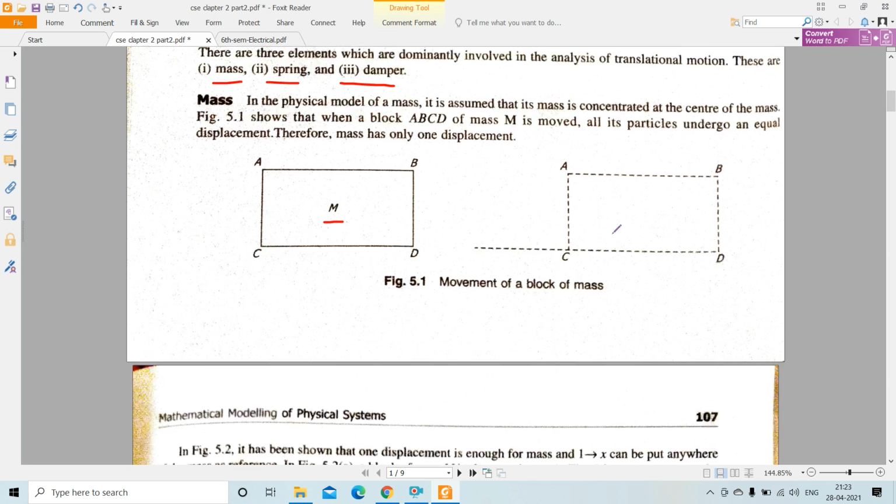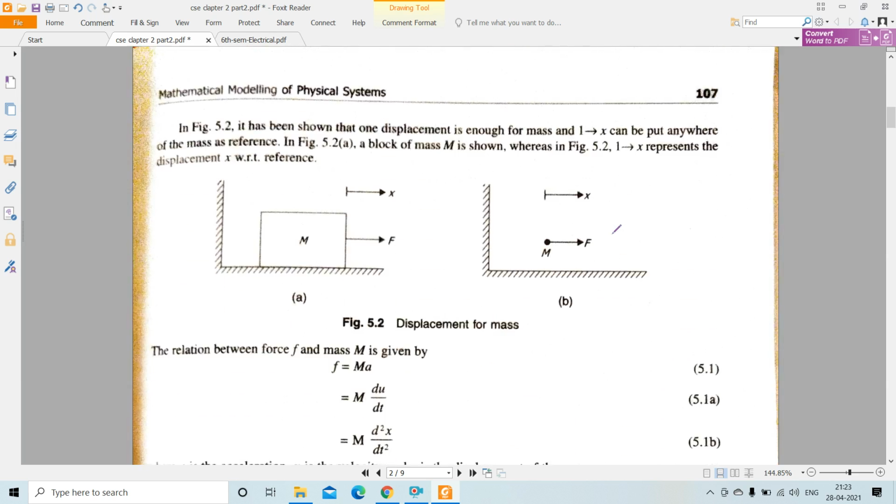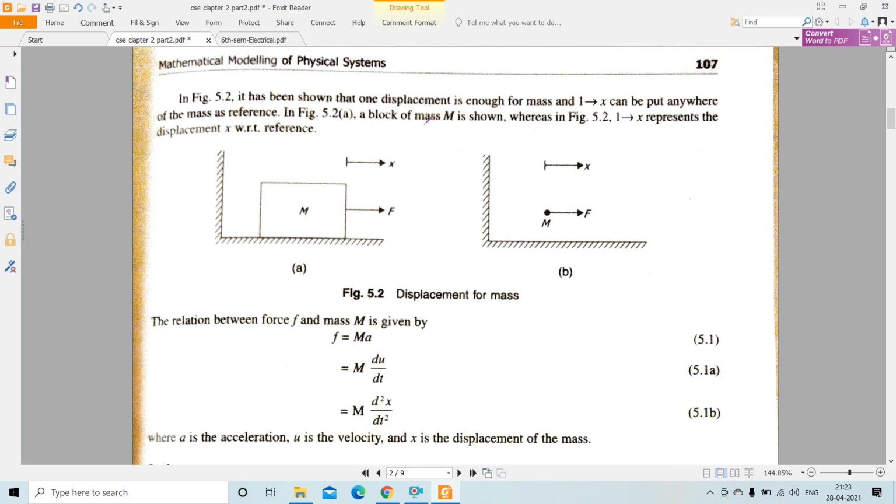Okay, so see here, this is the body. A block is placed here. Its mass is m. If we apply some force, then it is displaced by x. So here x represents the displacement with reference. Here also we can represent it like this. M is the mass. If we apply force, then it is displaced with x displacement. So x is the displacement with reference.